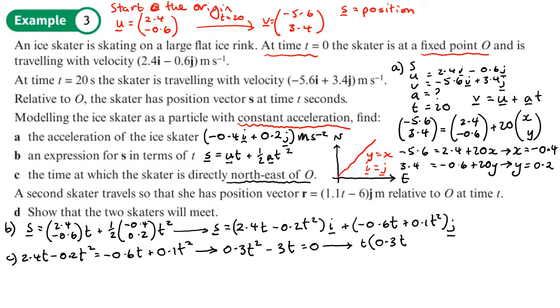0.3t minus 3. Right, so what values does that give us? It gives us t equals 0. Well, that's at the very start when it's at the origin, so we discard that solution.